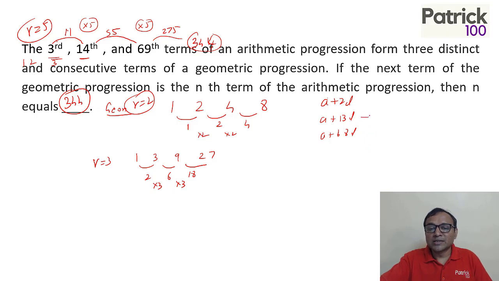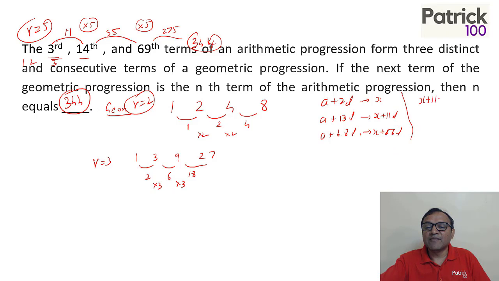You can say the middle term squared is the product of the other two, or the ratio of the second to the first term is the same as the ratio of the third to the second term, and then you can try to solve. That is also possible. So let's say x, this will be x plus 11d, this will be x plus 66d. So these are in GP. If these are in GP, then you get the ratio (x plus 11d) upon x is equal to (x plus 66d) upon (x plus 11d). That is one way of solving.